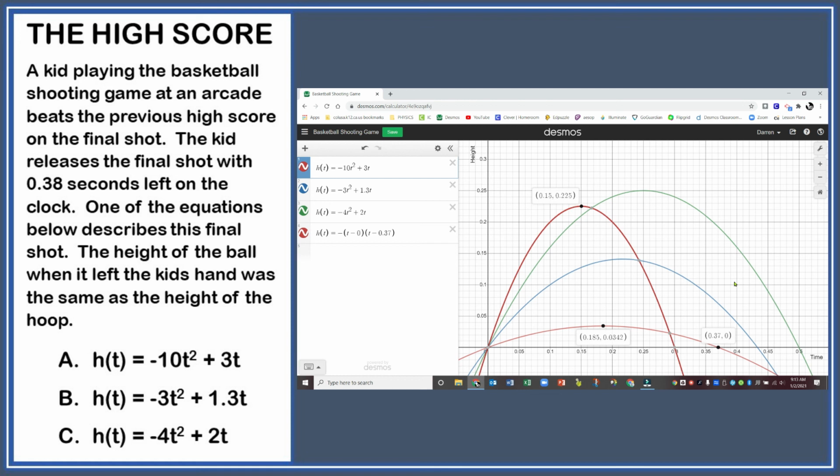So again, the graphing method can work when you're looking for solutions to quadratic equations, but the graphing method is not the best method to use unless you have access to technology.